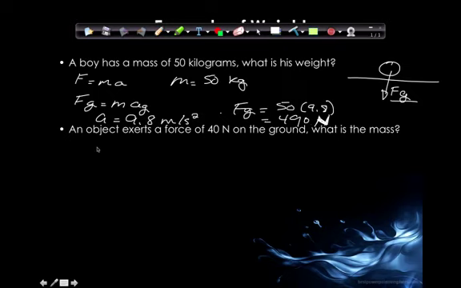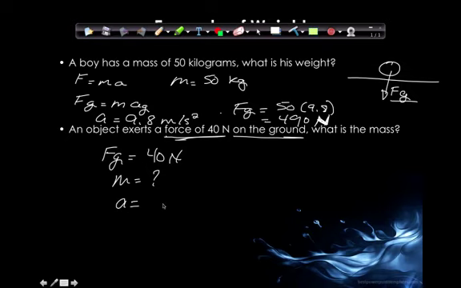Alright, so let's look at another problem. It says an object exerts a force of 40 newtons on the ground. What is the mass? So first of all, if the object is exerting a force of 40 newtons on the ground, really what we're talking about is the force due to gravity, which remember is the same thing as weight. So the force due to gravity is 40 newtons, and we're looking for mass here, but we don't know the acceleration, but we really do though. Because force due to gravity is equal to mass times acceleration, but we're dealing with the acceleration due to gravity, which is 9.8.